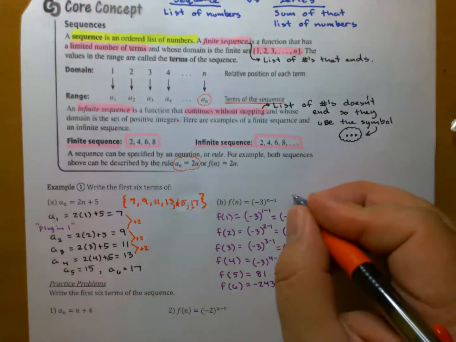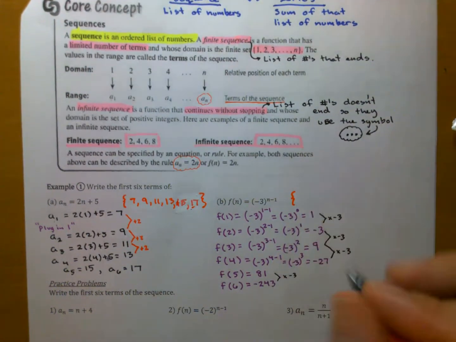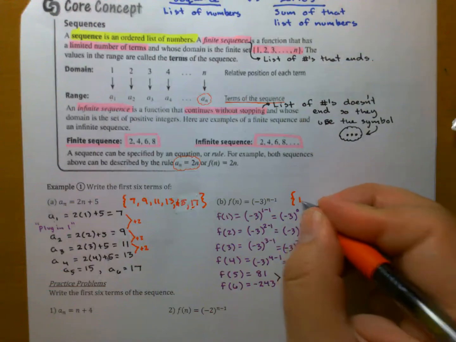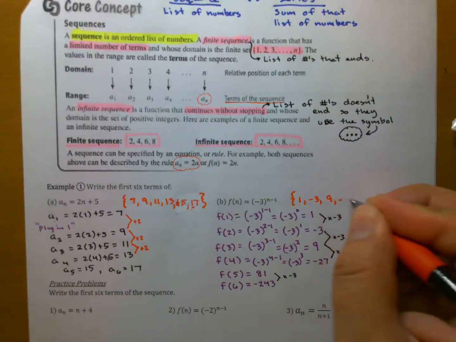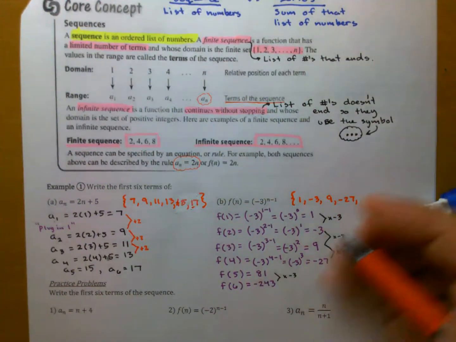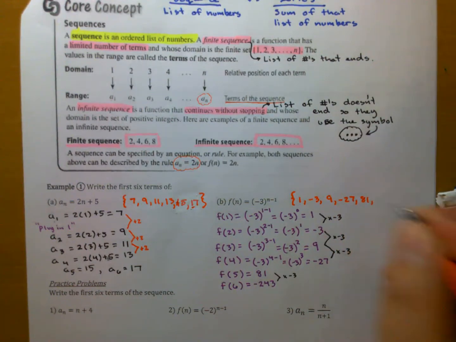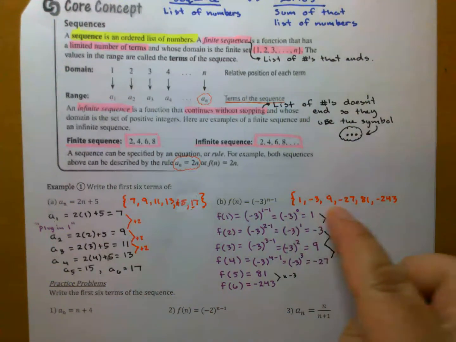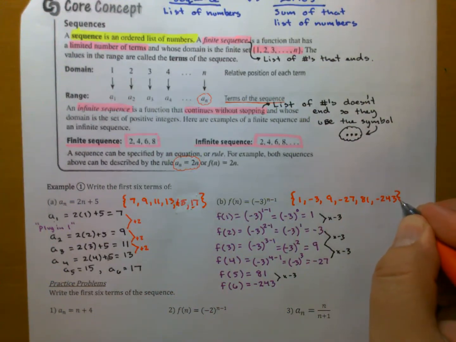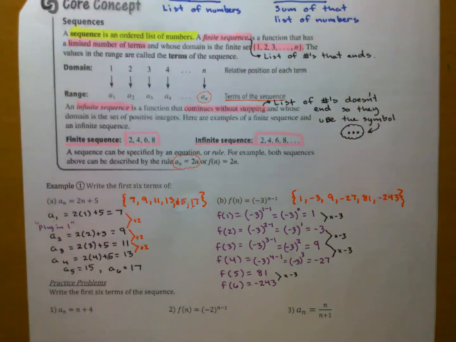And so now I'm just going to write my list out. So here's my brace. It's 1, comma, negative 3, 9, negative 27, the positive 81, and of course the negative 243. And let me make sure I did get all 6 this time. Yep, there they are. And that's how we create the first 6 terms.